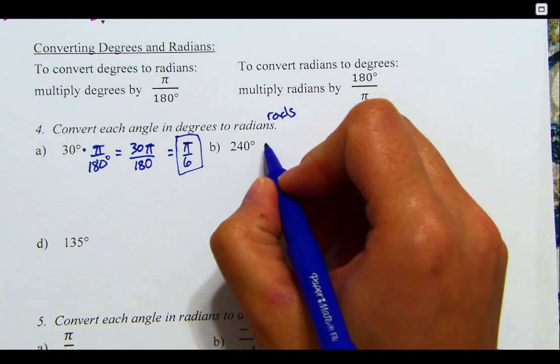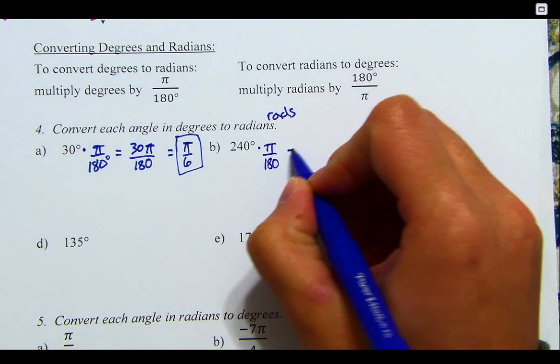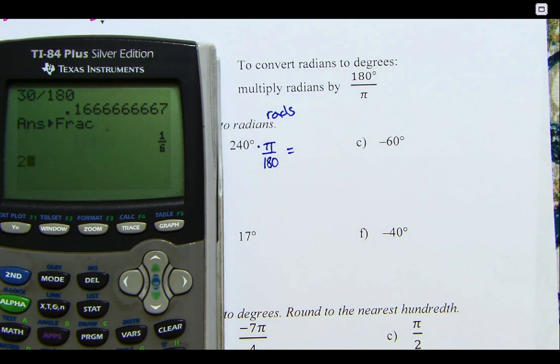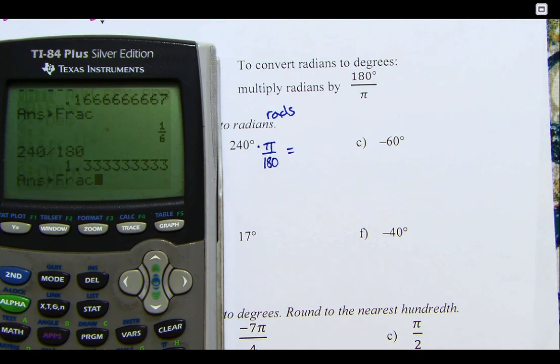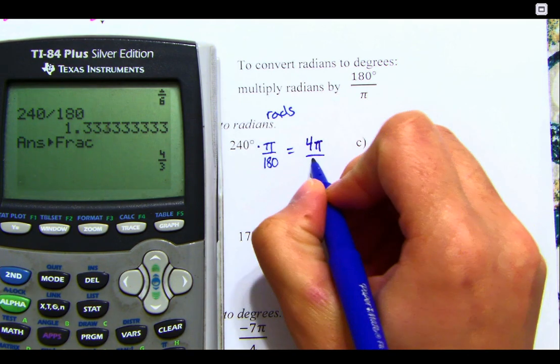So for the 240, again, I'm taking it times pi over 180, and I'm going to simplify using my calculator right away. So I'm going to do 240 divided by 180, change it back to a fraction. So this will be 4 pi over 3 for the radians.